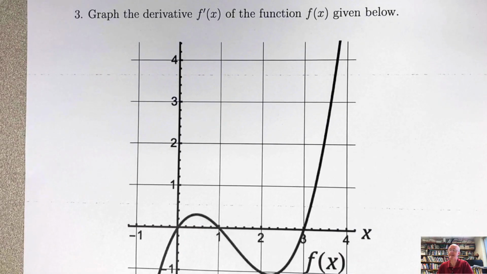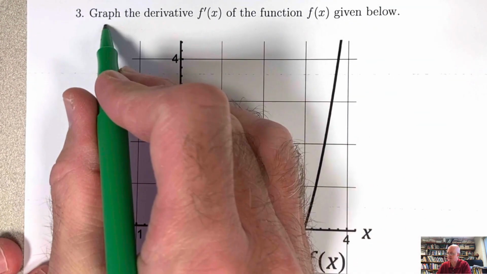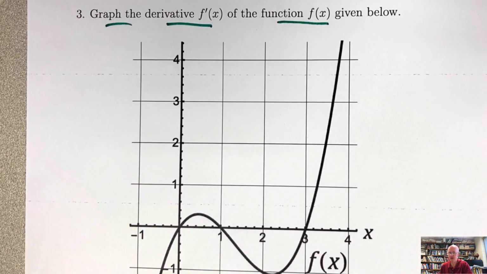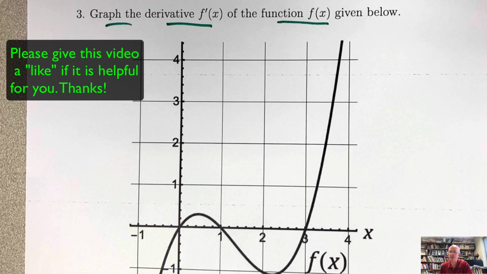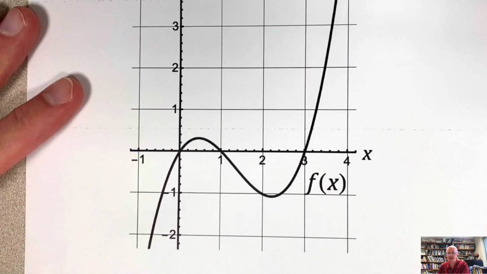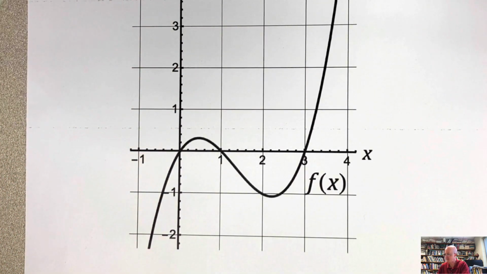Problem number 3 is a purely graphical problem, no formulas. We're trying to graph the derivative f prime of x, so you see it right up here, of the function f of x given in this graph below. We don't have a formula, so we can't do the limit definition. We need to think about slopes of tangent lines, and to try to get them as good as possible, I'd recommend using some sort of straight edge, a ruler, to help us along the way. So we want to mark tangent lines, draw them as accurately as we can, and then estimate slopes.